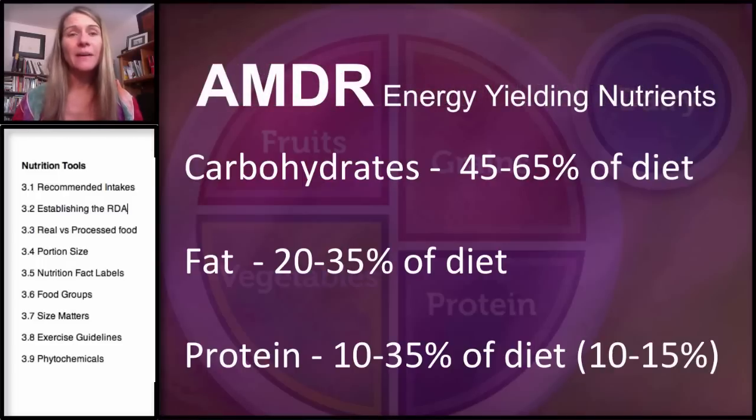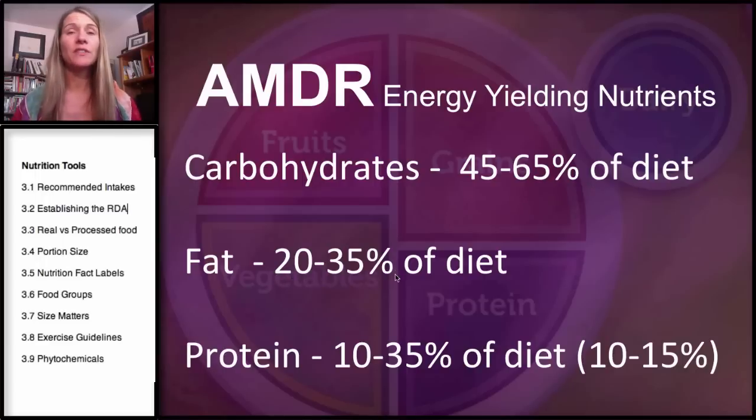The AMDR, which is for our carbohydrates, fat, and protein, is basically the same thing. It's just called the acceptable macronutrient distribution range. So it's essentially the amount you should be eating, the range that you should be eating for carbohydrates, fat, and protein. And notice that everything's a range. So 45 to 65% of the diet, or fat 20 to 35% of the diet.